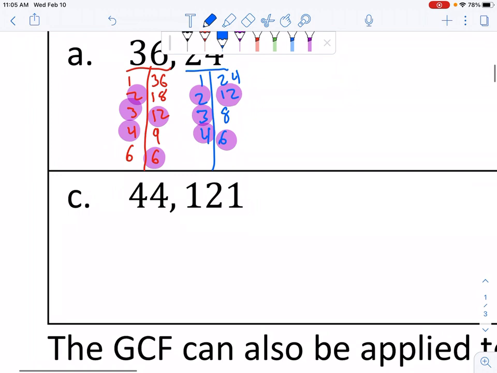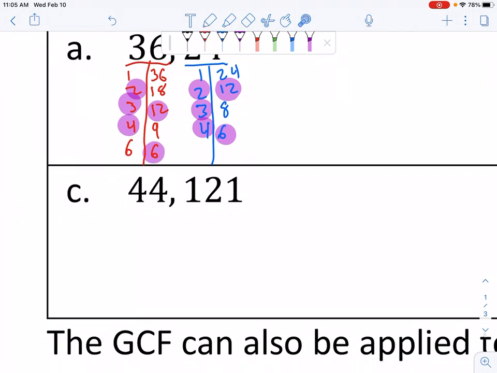Okay, so check this out. Again, I'm picking the smaller of the two, so 44.